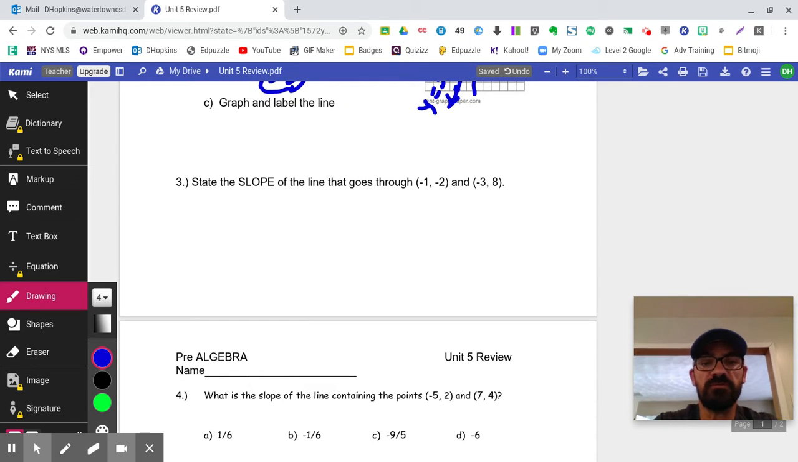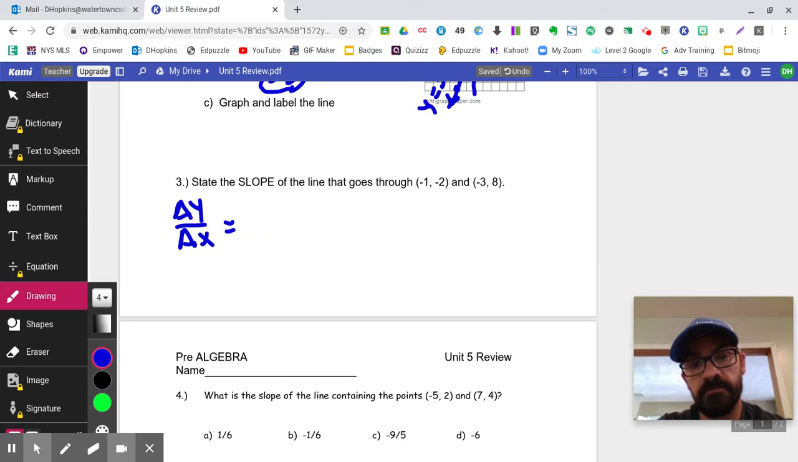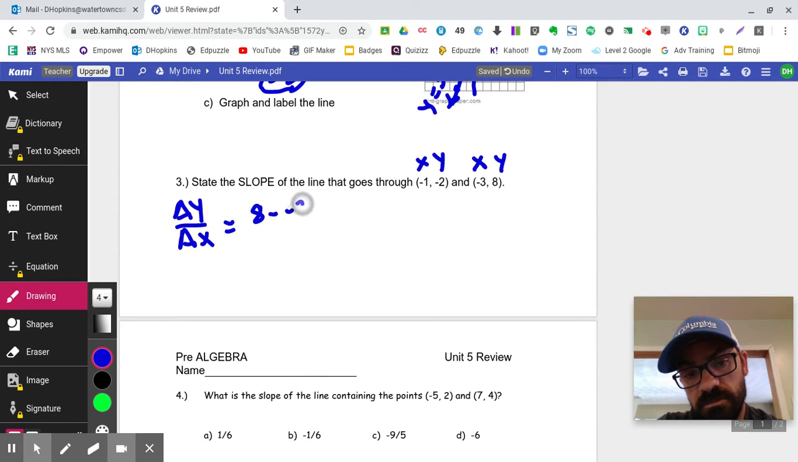State the slope of a line that passes through those points. Remember, slope is the change in y over change in x. Every point has an x and a y. So I subtract my y's, and then I subtract my x's. So 8 minus -2 all over -3 minus -1.